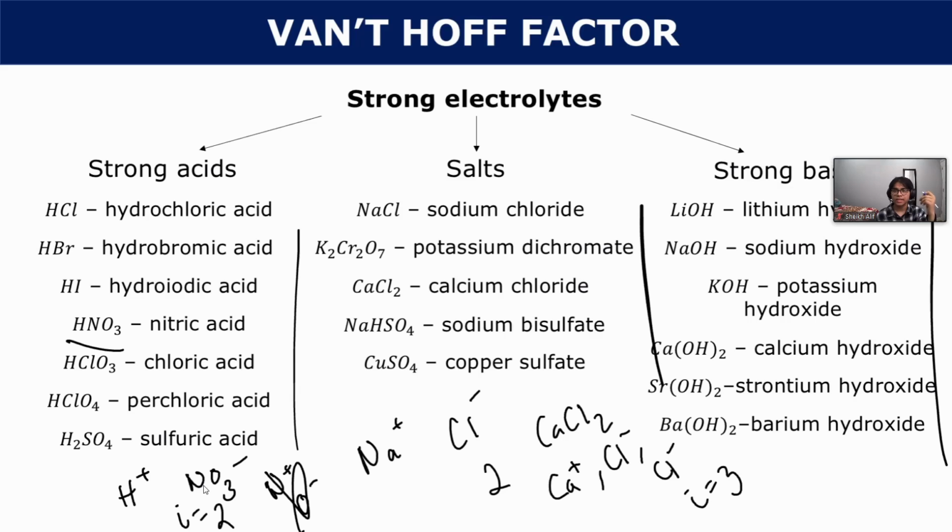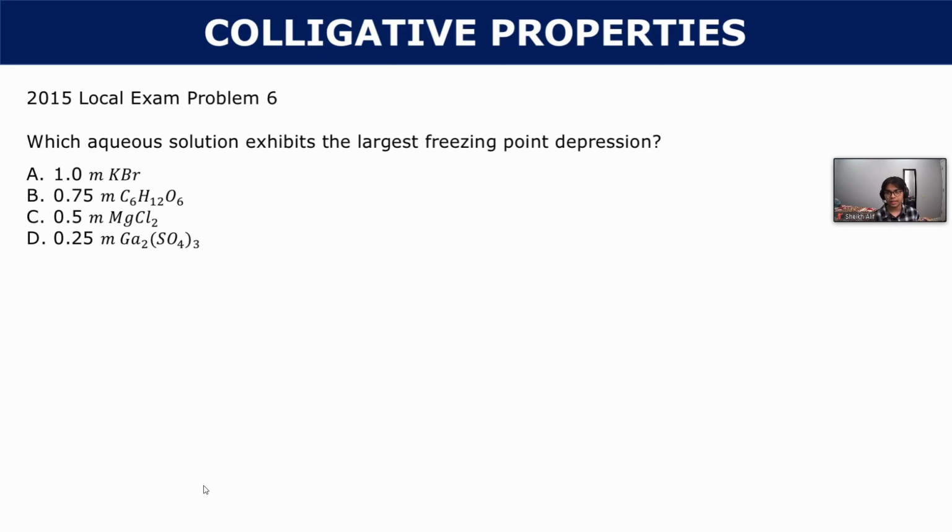All right, now that we've discussed the Van Hoff factor, let's do some practice problems based on these colligative properties. Which aqueous solution exhibits the largest freezing point depression? Okay, so we're given that it's an aqueous solution, so that means the Kf is going to equal 1.86. Aqueous just means that it's going to be in water. For all of these, it's going to be the same. So what we're really looking for is the number with the greatest molality times the Van Hoff factor. So let's go through each one of these.